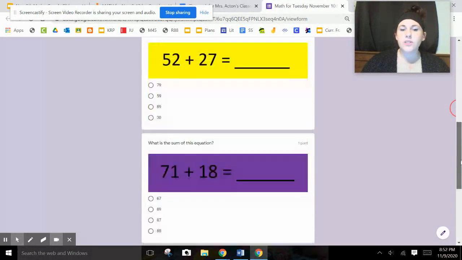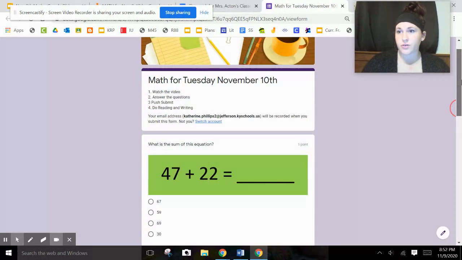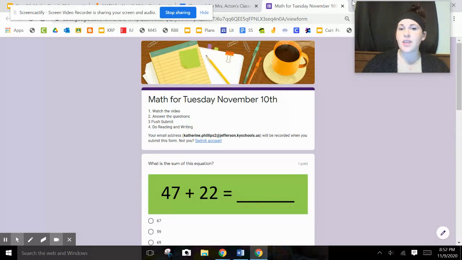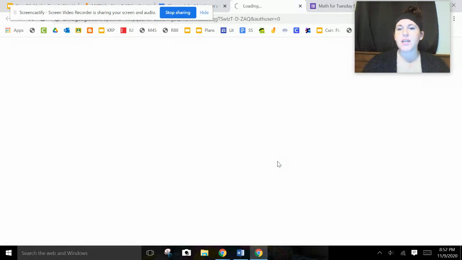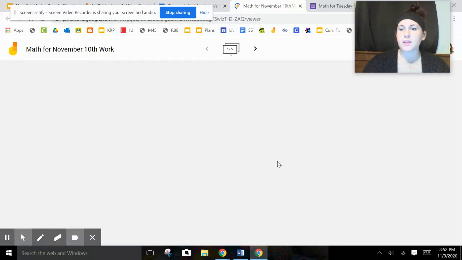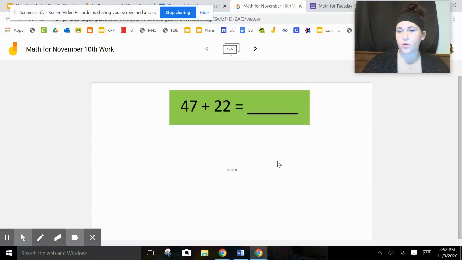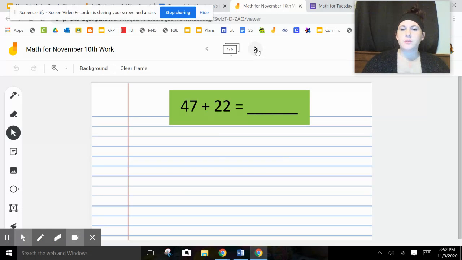So not only do you have 4 equations to solve where you're drawing the models to help you find the answer, but in your classwork, if you click on the second option, it's going to open up a Jamboard, and it's your very own Jamboard. Every time that you click that, it makes a copy for you. It's only yours. I think there's only supposed to be 4 slides on here. This one says there's 5. I have to change that.